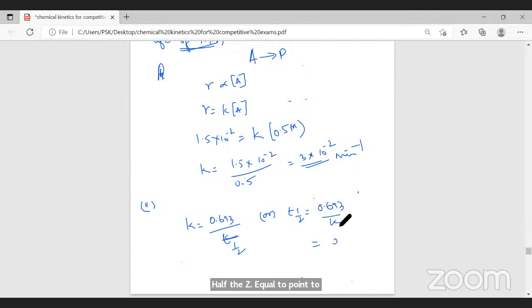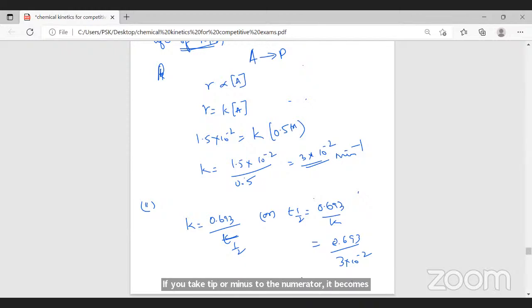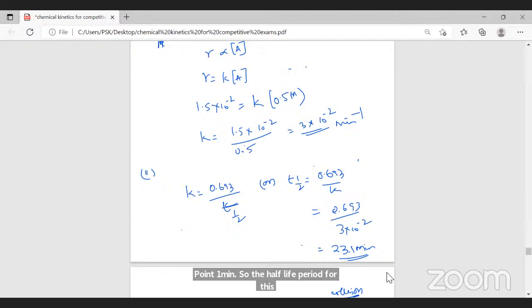That will be equal to 0.693 by, what is K? We found out K to be 3 into 10 to the power minus 2. If you take 10 to the power minus 2 to the numerator, it becomes 10 to the power 2. So we can simplify this, and the final answer we get is 23.1 minute.